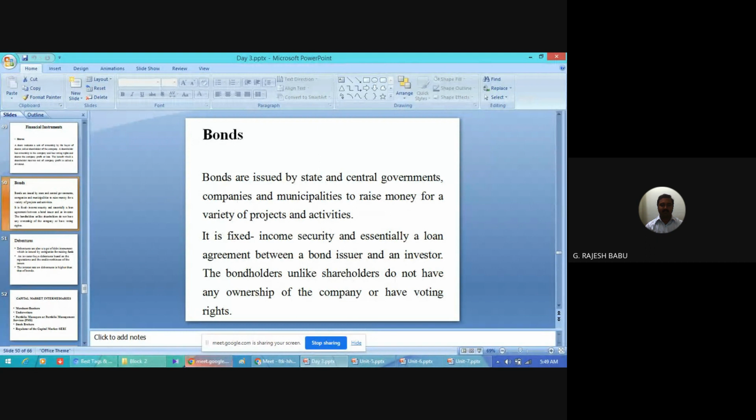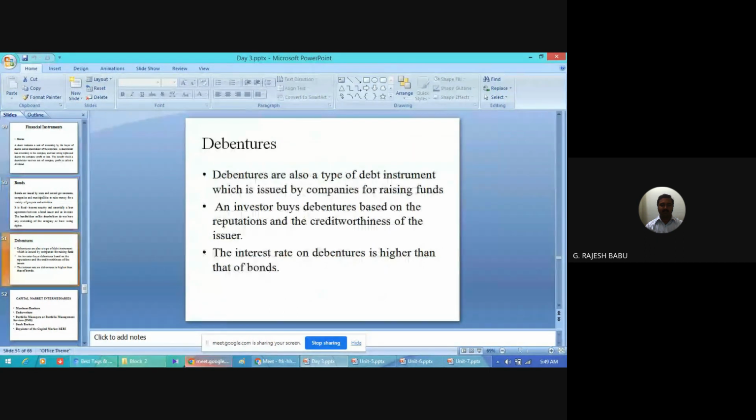Next one, debentures. Debentures are also a type of debt instrument issued by companies for raising funds, and investors buy debentures based on the reputation and creditworthiness of the issuer. The interest rate on debentures is higher than that of bonds. Debenture holders do not have voting rights.